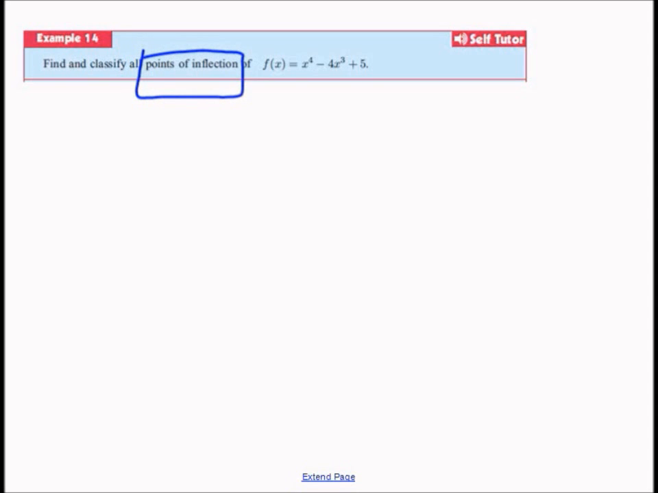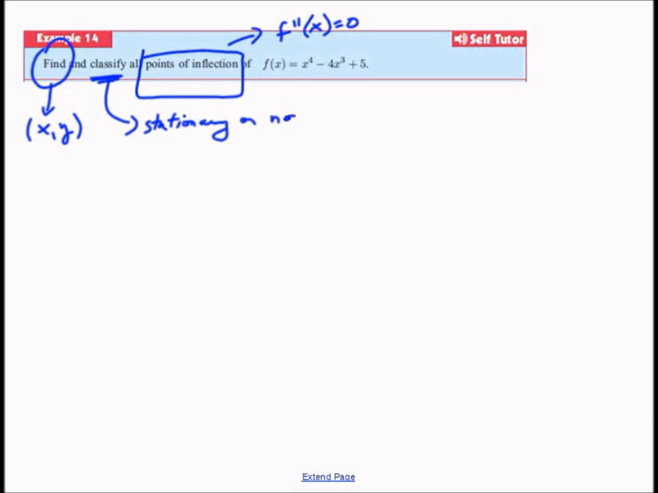So we know that these occur when the second derivative is equal to 0. So we need to find them, find those points. So that's telling us we need x and y coordinates for them. And we need to classify those points. So that's telling us we need to decide or figure out whether they are stationary or non-stationary. Okay, we can do this.